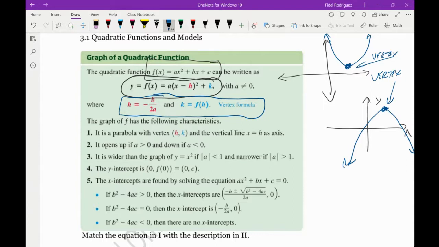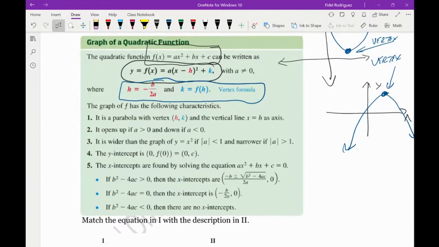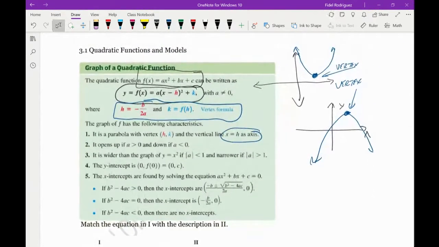It says the graph of f has the following characteristics. It's a parabola with a vertex h and k. And there's the vertical line x equals h, which is the axis. What I mean by that is when you look at those graphs, there's a vertical line that cuts the graph directly in half. We usually call it the axis of symmetry. Symmetry is kind of like when you look in a mirror and see your reflection, so that's what it looks like.